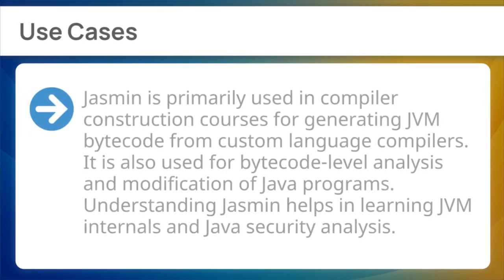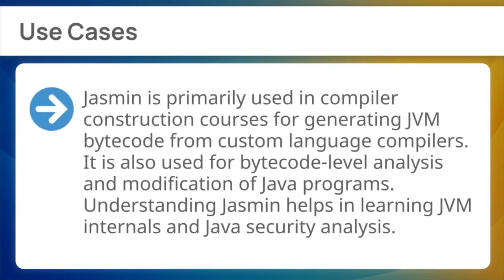Finally, use cases. Jasmin is primarily used in compiler construction courses for generating JVM bytecode from custom language compilers. It is also used for bytecode level analysis and modification of Java programs. Understanding Jasmin helps in learning JVM internals and Java security analysis.